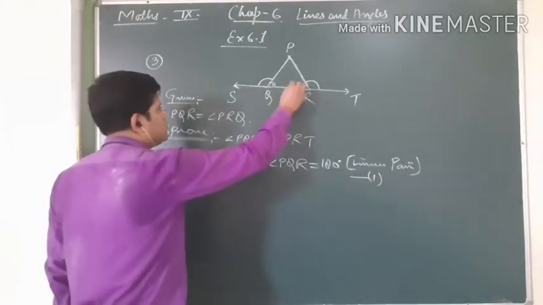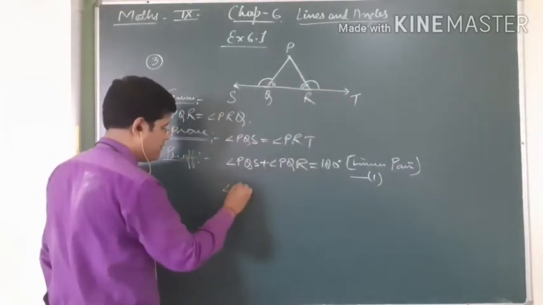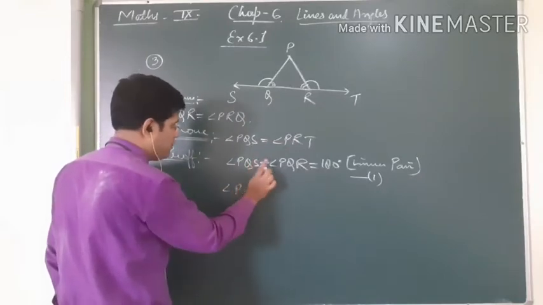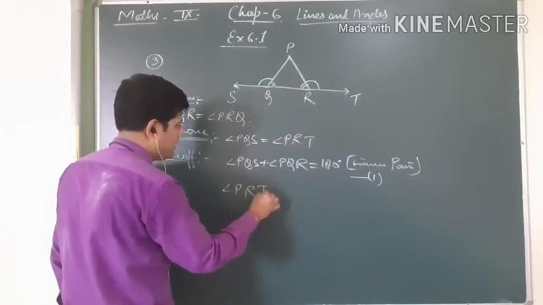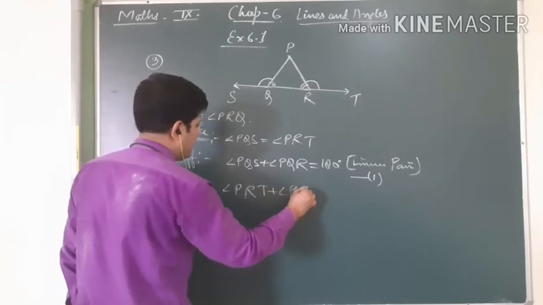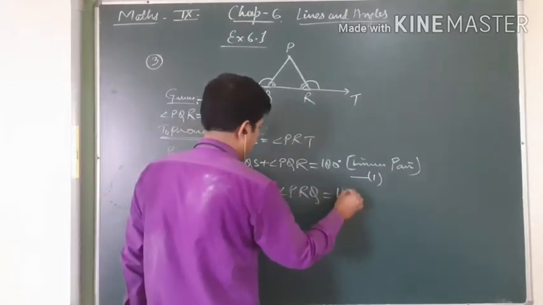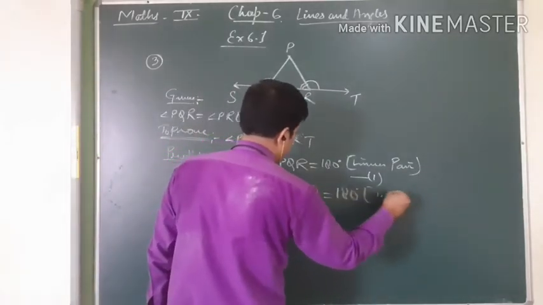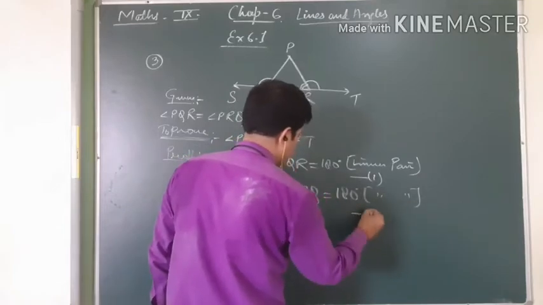Now, these two also make 180. Angle PRT plus angle PRQ is equal to 180, by the same property, linear pair, and this is going to support the question in a second.